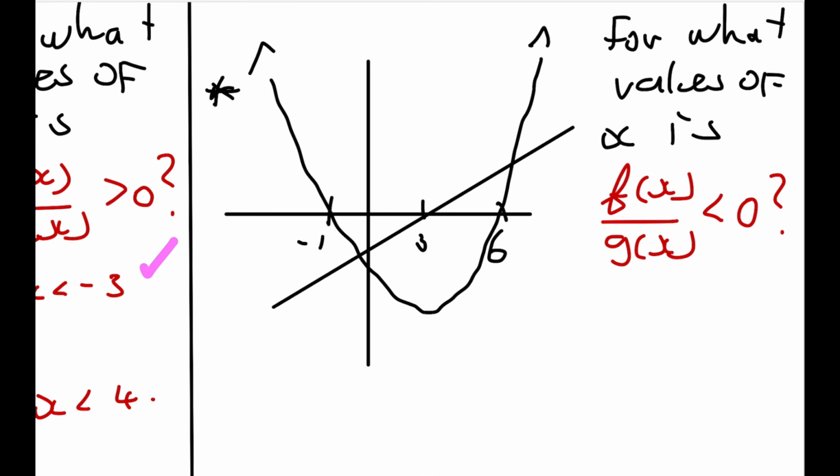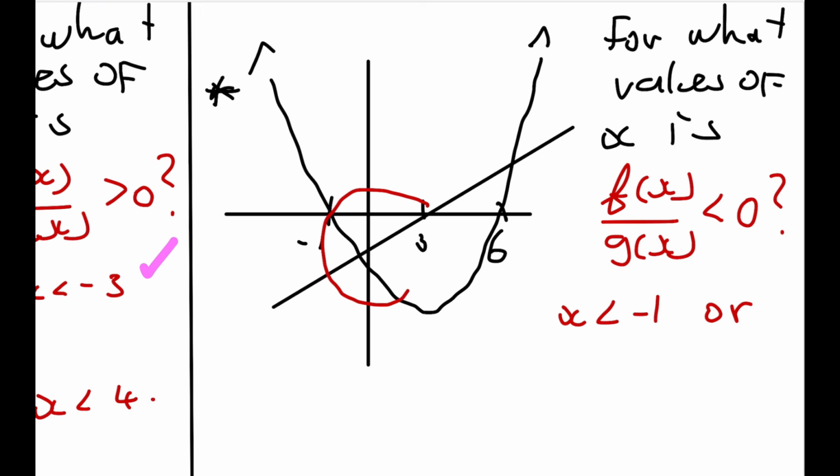One more example here. For what values of x is f of x over g of x less than 0? Well, by now you know that that's the same as multiplying, so we're still looking for where one is above and the other is below. Everything to the left of -1 seems to satisfy our condition, because there the parabola is above and the straight line is below. So x values less than -1 work.